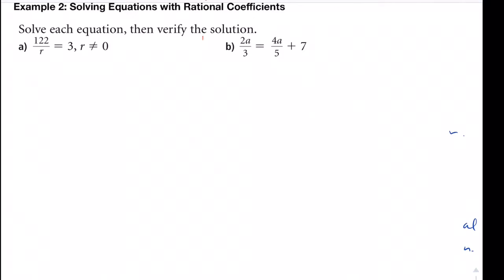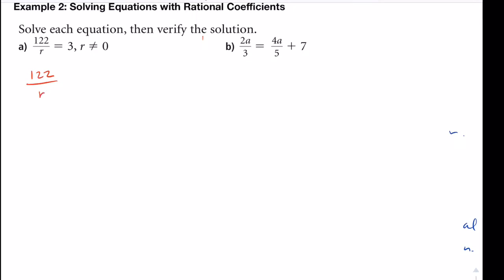All right, so for example 2, we're going to move to solving equations with rational coefficients. And all this means is your coefficients can be a fraction or sometimes not a fraction, but for these examples, fractions are fair game because so far we've only seen whole number coefficients, but now we're going to see how to solve these when there are fractions. So let's take this first example. You have 22 divided by r.